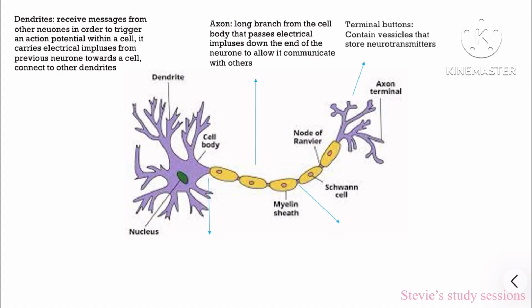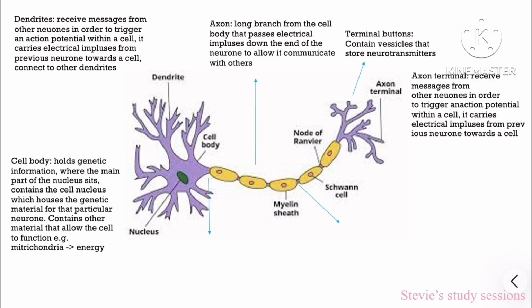Next you've got the terminal buttons. They connect vesicles that store neurotransmitters. The axon terminal receives a message from other neurons, and this is at the far end opposite the dendrites. It receives messages from other neurons in order to trigger an action potential within the cell. It carries electrical impulses from previous neurons towards the cell.